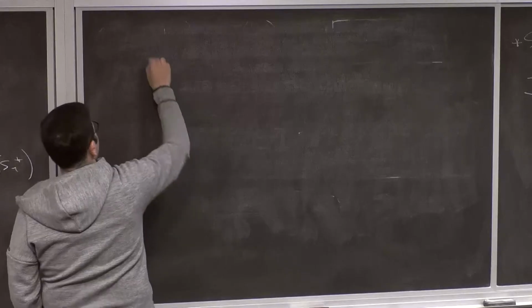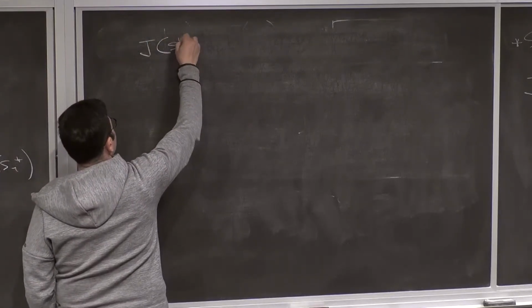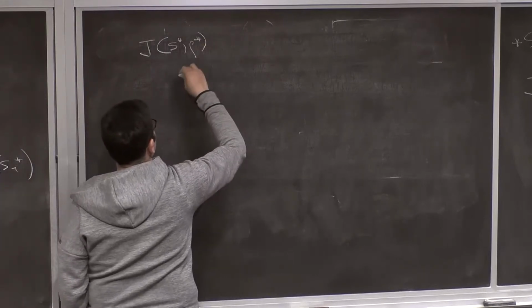So what we'll get is that J_s star, rho star.